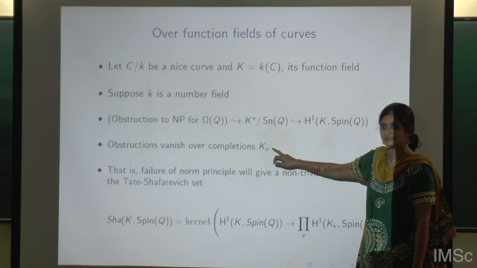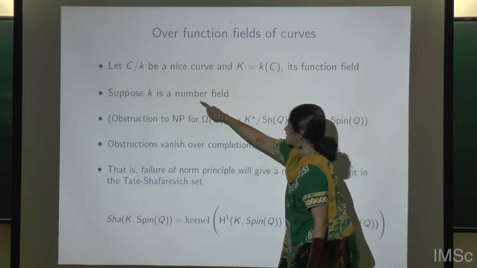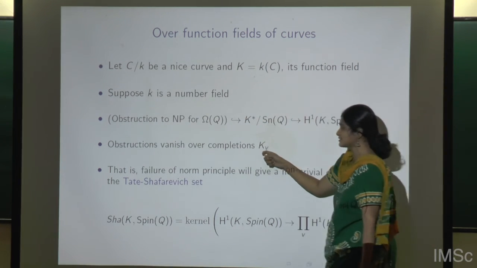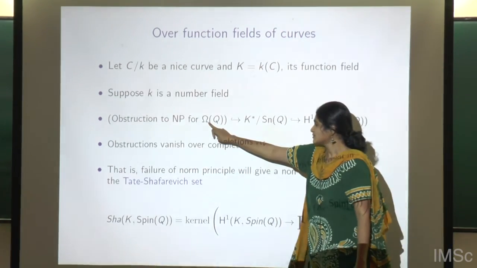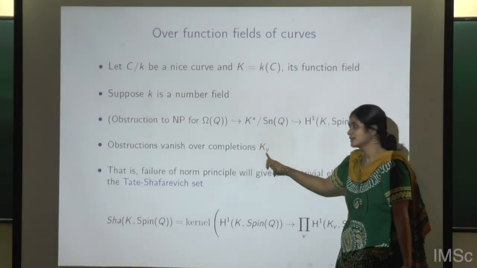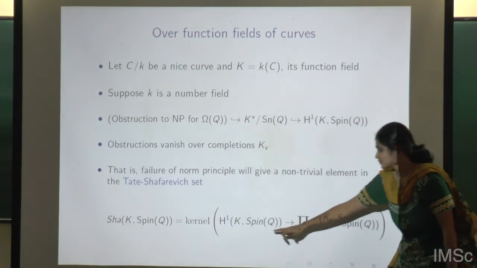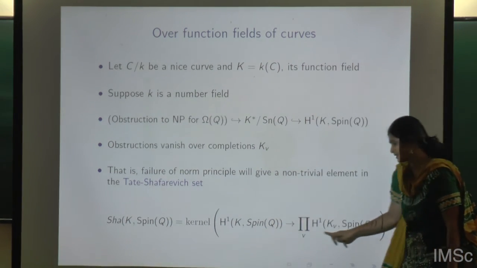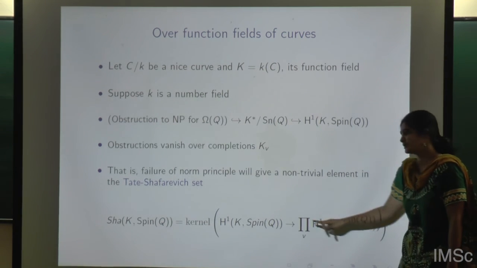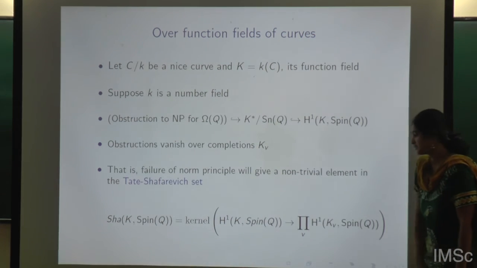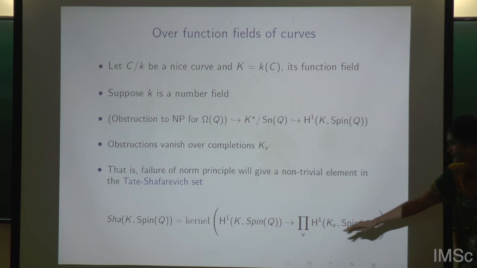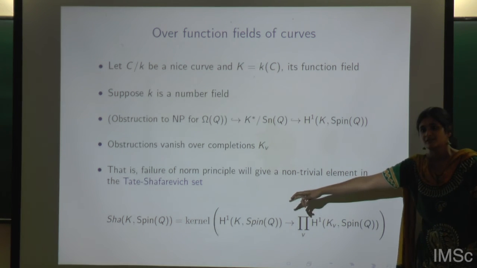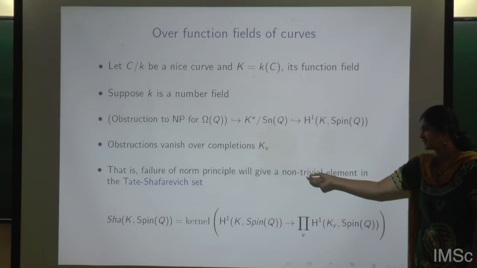Now, because of our result, which says that if you know something for the residue field, you know it for the completions, and because the base is a number field, you can in fact show that there are no obstructions over the completions K_v. So all these possible obstructions vanish when you go to K_v. They live here, but vanish when you go to the completions. So they lie in the kernel of H^1(K, Spin Q) to the product of H^1(K_v, Spin Q), where I'm running over divisorial valuations. This set has a name, it's called the Tate-Shafarevich set. So the possible obstructions to the norm principle live inside this Tate-Shafarevich set.